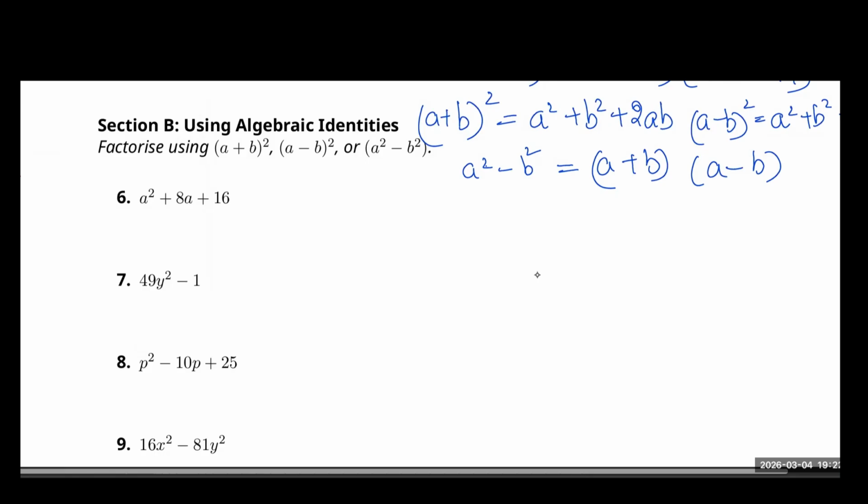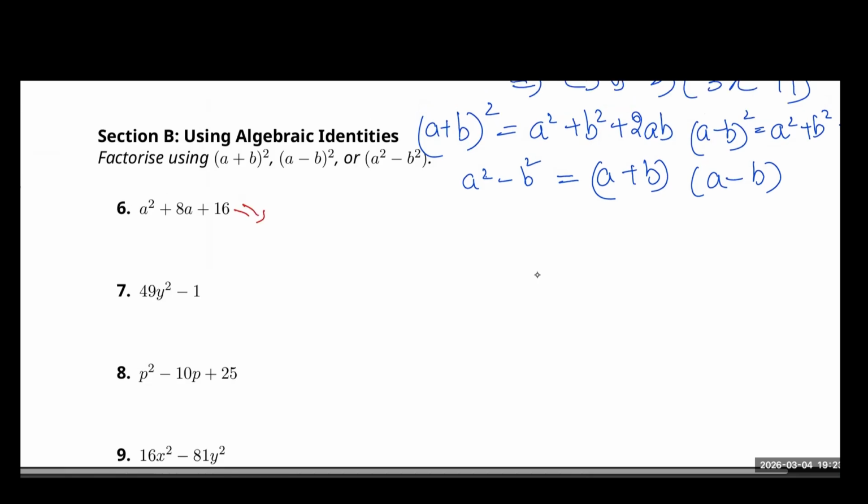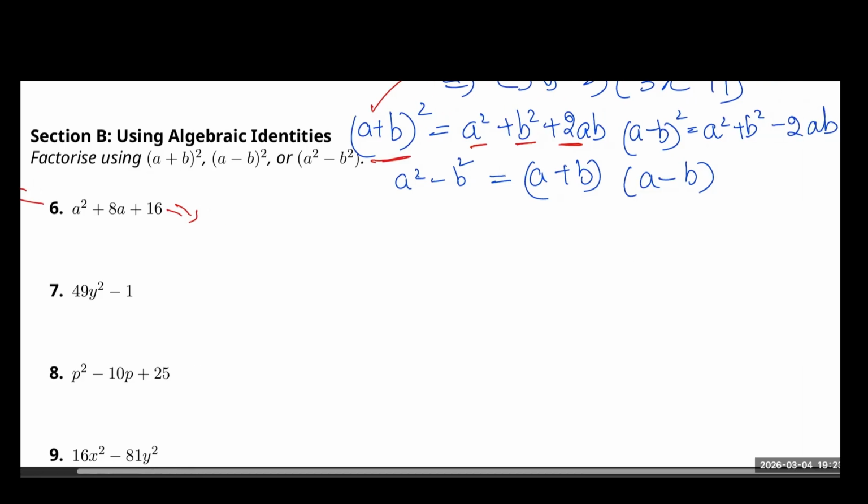Now, if there are 3 terms and all of them are present, a quadratic equation in 3 terms, then try to apply this formula. Here, each and every term you can see is positive. Whereas in the second one, not all of them are positive. There is one negative term. And the same goes for the third one. So if you're seeing all the 3 terms as positive, try to go for a plus b whole square.